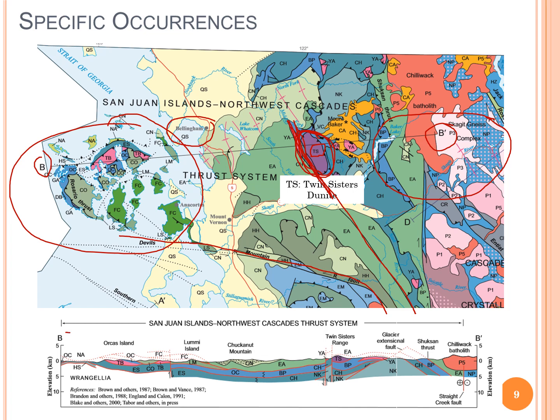So here on the west, here where B is, we have Orcas Island, made up of a couple of different formations like the Orcas Chert and a few other groups, the East Sound group. Crosses over to Lummi, up in the Chuckanut, the Sandstone Mountains of Chuckanut. And then finally here we have right in our middle again, the Twin Sisters, the TS.